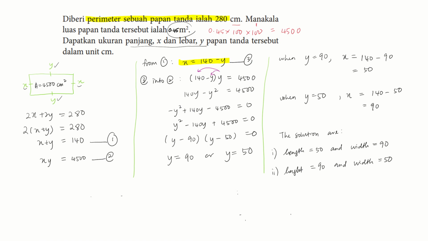So kita boleh buat gambaran. Mungkin untuk solution yang pertama ni, keadaan dia length dia 50, okay, lebar dia 90. Ataupun gambaran yang kedua, length dia 90, lebar dia 50. So mungkin ada dua keadaan. Okay, satu memanjang tinggi, satu mendatar yang panjang.